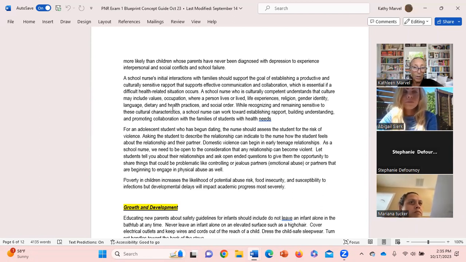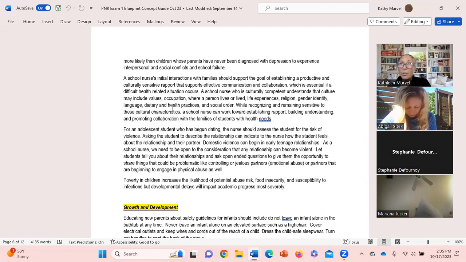And then the other part of school nursing is the adolescents who have begun dating. How do you work with them with a primary intervention? How do you assess them for the risk of violence? Use open-ended questions describing their relationships. Domestic violence can begin very early in the teenage years. You need to be aware of that and be able to communicate the risks of complicated relationships in the teen years.